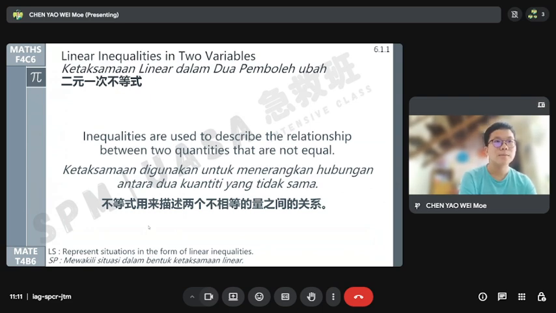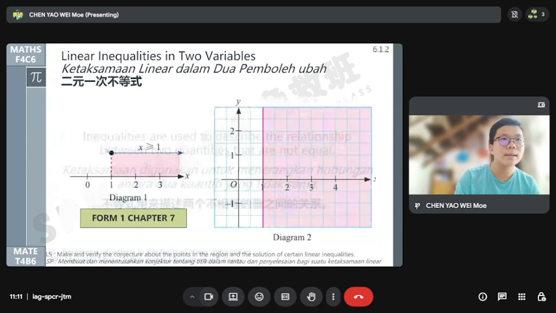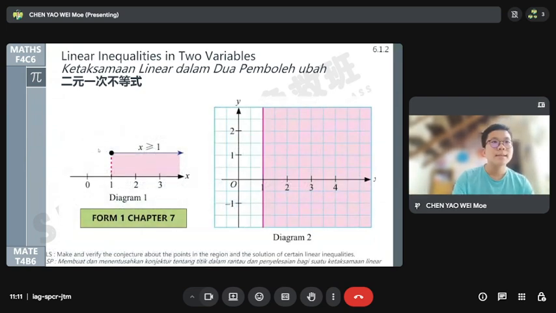When we say inequalities, they are used to describe the relationship between two quantities that are not equal. In Form 1, you learned about the number line. When we want to represent an inequality on the number line, we represent it like this. The dot means x is larger than 1, right? The line that we draw is solid.